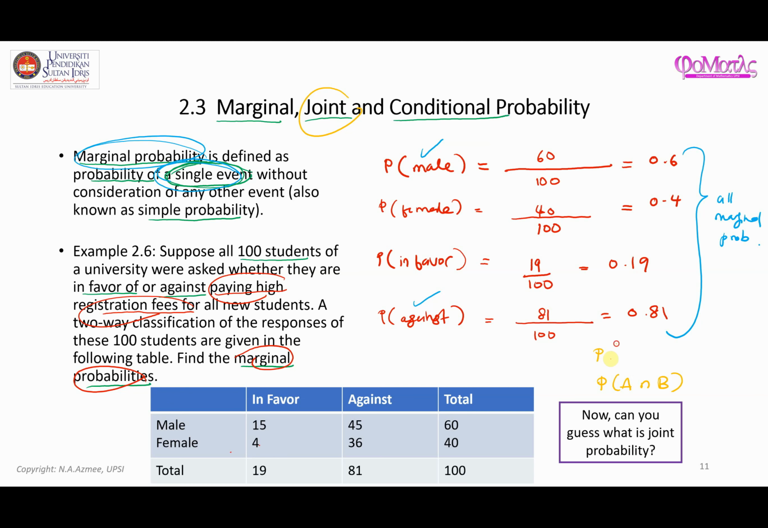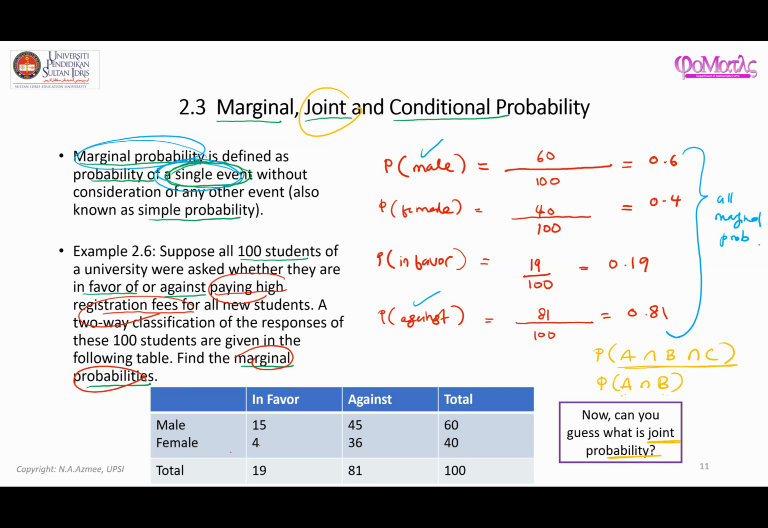For example, you can have probability of A joined with B, joined with C, and this is also known as the intersection process. Here we have A intersects with B, so you want to find the probability of A intersects with B. So joint probability is related to the intersection of A and B, or if you have more than two events, you have A intersects with B and C.